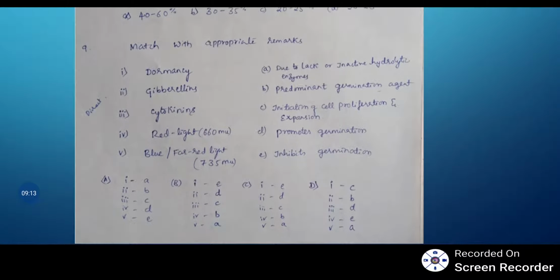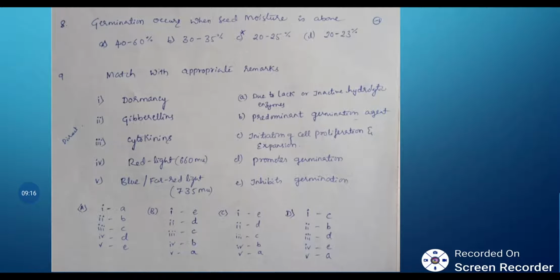The ninth question is, match with appropriate remark. Here the full form or the definition of a particular term is given next to it. Dormancy means the lack of active hydrolytic enzymes. That means absence of enzymes is also responsible for dormancy. Gibberellins play the predominant germination role, that means gibberellins are the predominant germination agents.